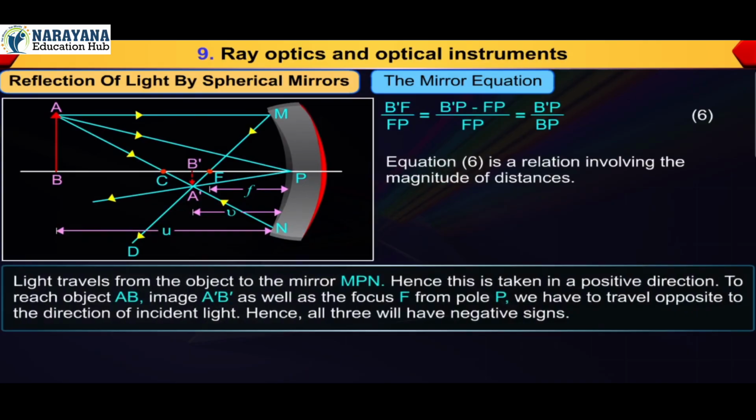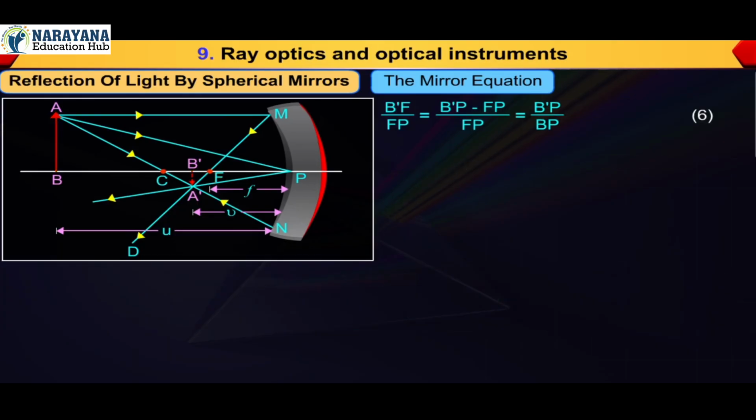Light travels from the object to the mirror MPN. Hence, this is taken in the positive direction. To reach the object AB, the image A'B', as well as the focus F from pole P, we have to travel opposite to the direction of incident light. Hence, all three will have negative signs.